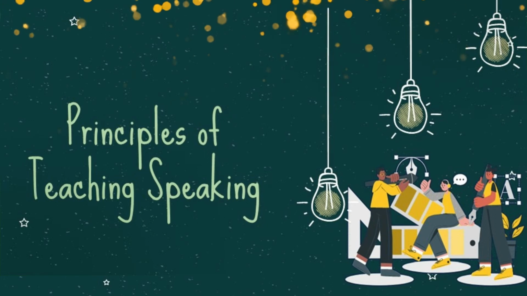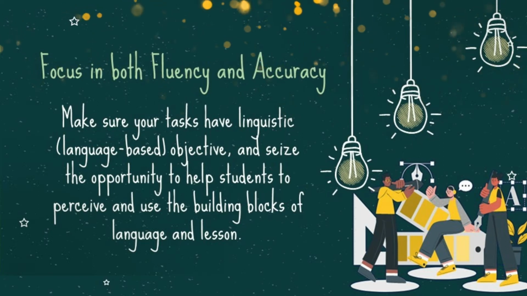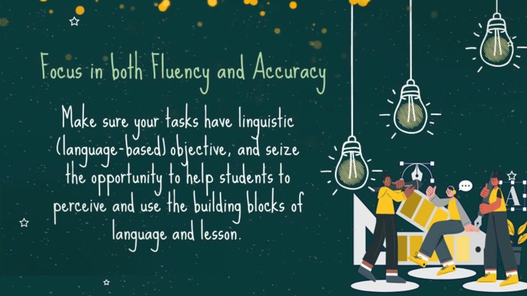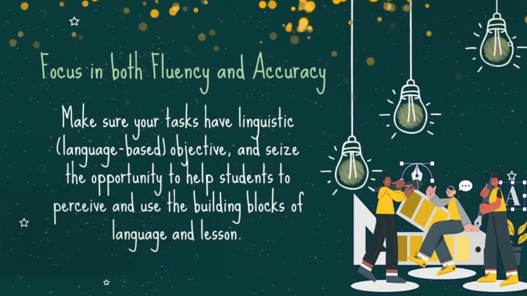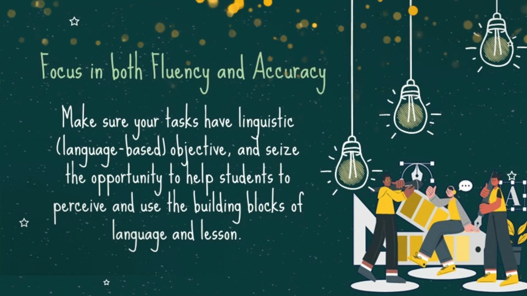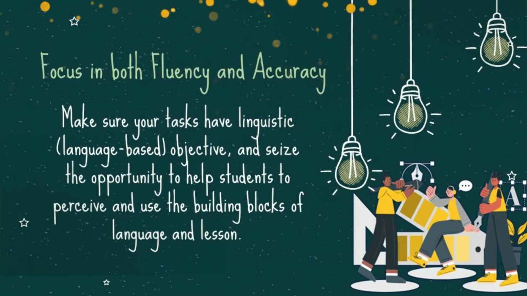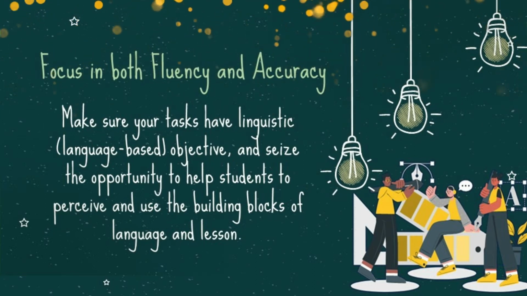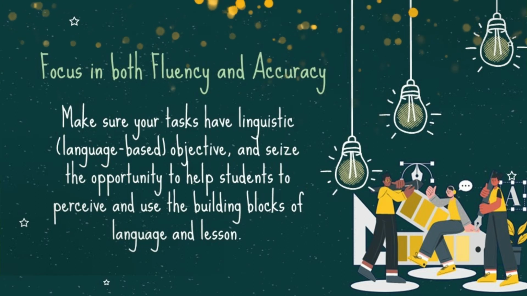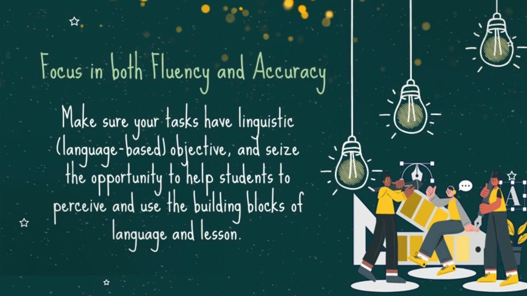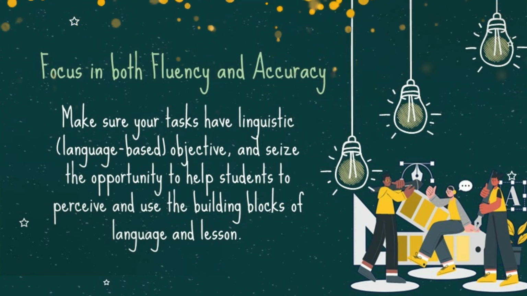Let's proceed to the principles of teaching speaking. First, focus on both fluency and accuracy, where tasks have a linguistic or language-based objective. For example, an oral recitation activity where a teacher will give his or her students a 3-minute spoken description of their dream house. In an exercise like this, students will be given an opportunity to talk about their dream houses without any interruptions and corrections. Instead, a teacher helps the students to perceive and use the building blocks of language and lesson.